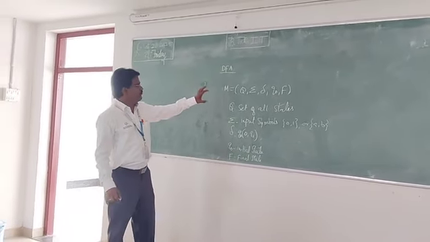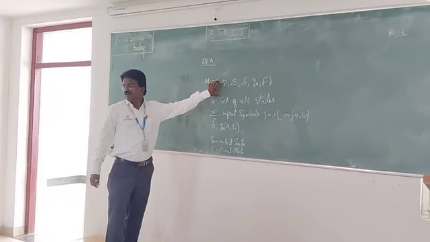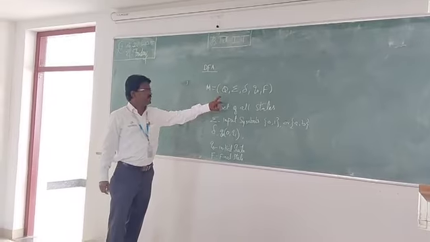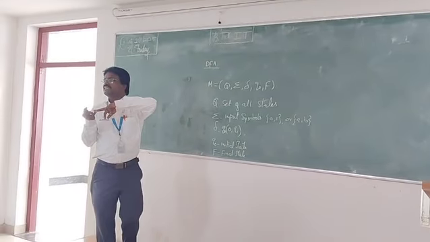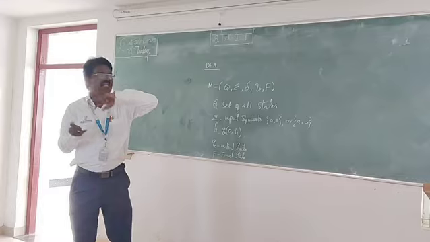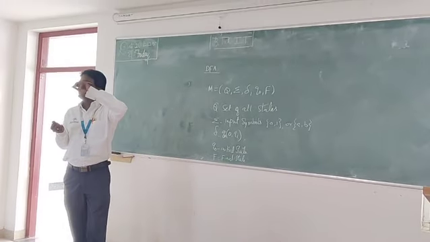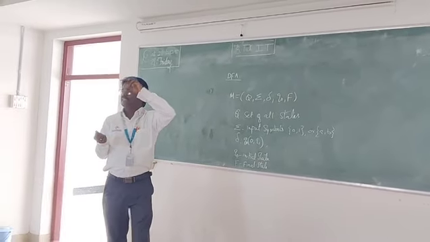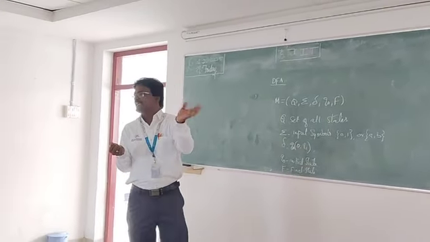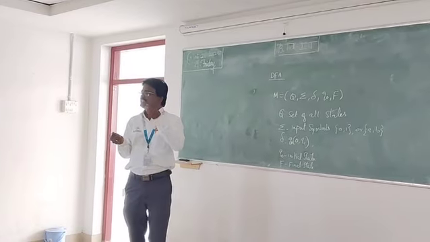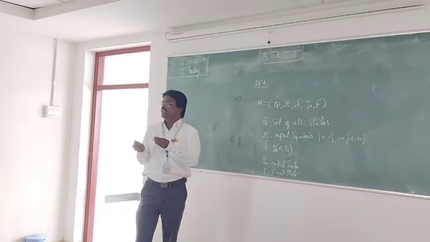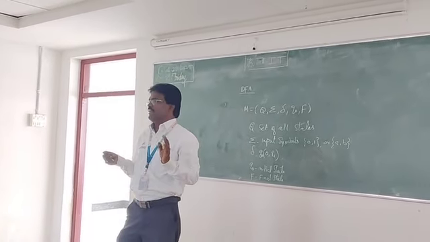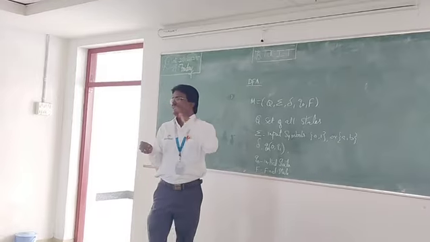Okay, this is the formal definition of a deterministic finite automata. It contains a 5-tuple where Q is the set of all states, like vertices in the graph, and Σ is the input symbols, like weights of the edges, and δ is the transition function, that is, the transition from one state to another state, and q0 is the initial state where we give the input, and F is the final state where the transition ends.